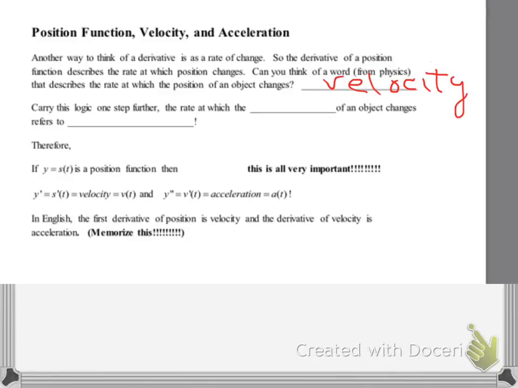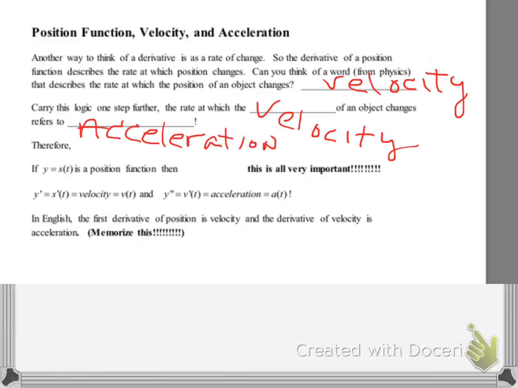So this is velocity. Carrying this logic one step further, the rate at which the velocity of an object changes refers to another word in physics, acceleration. So we've now defined velocity as the first derivative of the position function and acceleration as the second derivative of the position function. This is keenly important because once I tell you that, I'm not going to tell you again that when you talk about velocity, it's the first derivative.